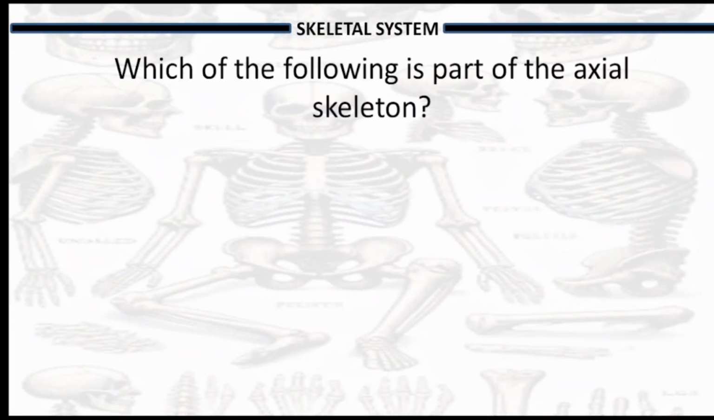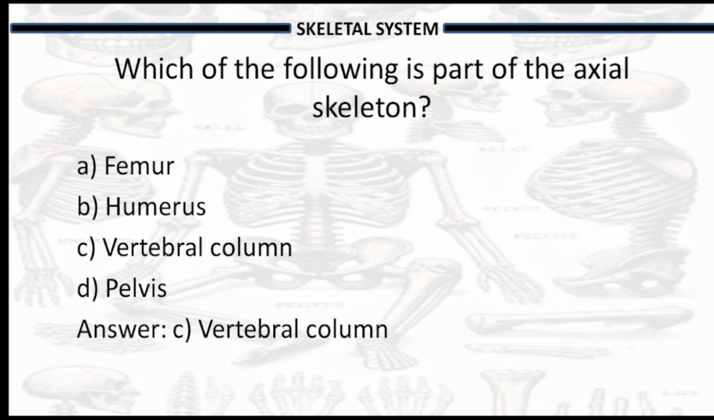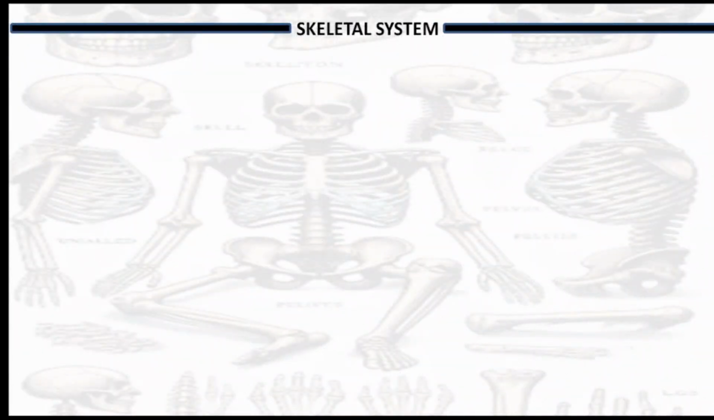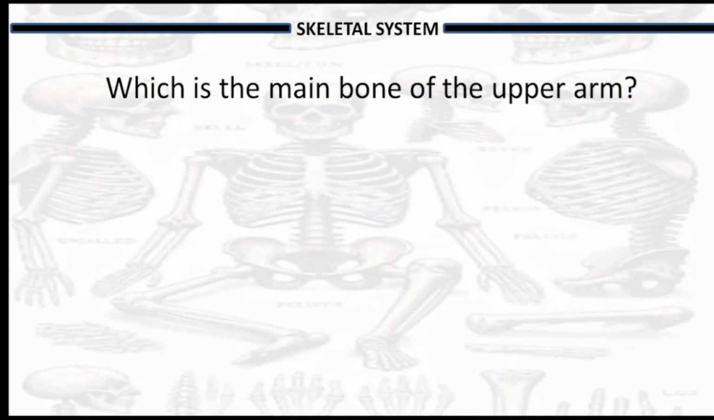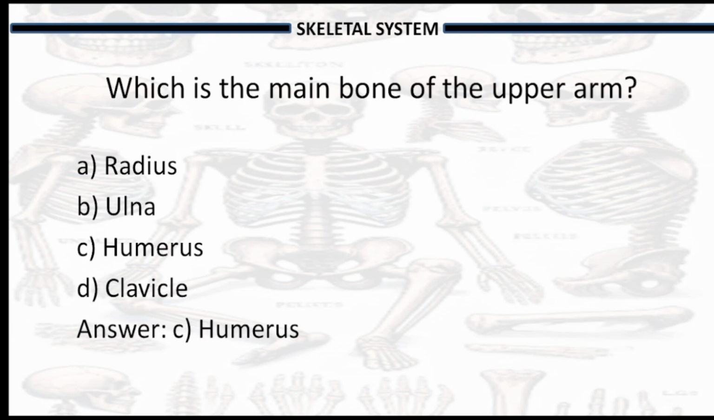Which of the following is part of axial skeleton? Vertebral column is a part of axial skeleton. Which is the main bone of the upper arm? Humerus is the main bone of upper arm.